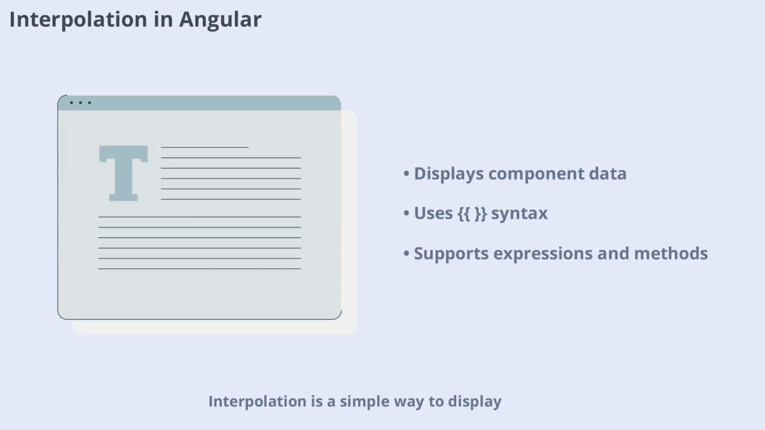Interpolation is a simple way to display component data in templates using double curly braces like {{value}}. It allows you to show properties, evaluate expressions, and call methods directly in your HTML. Interpolation is often used for displaying text, calculated values, or method results. It's a key part of Angular's data binding system, and interviewers may ask you to demonstrate its syntax and use cases.